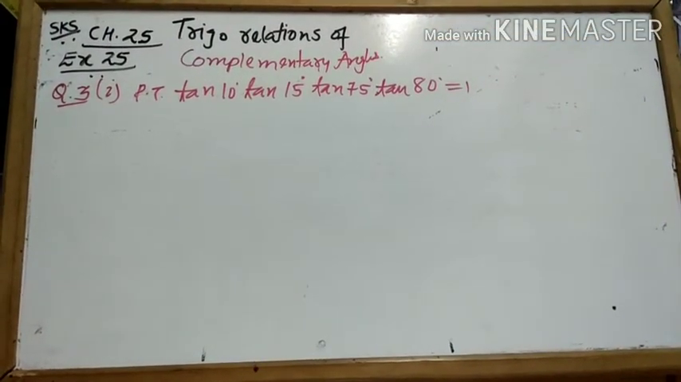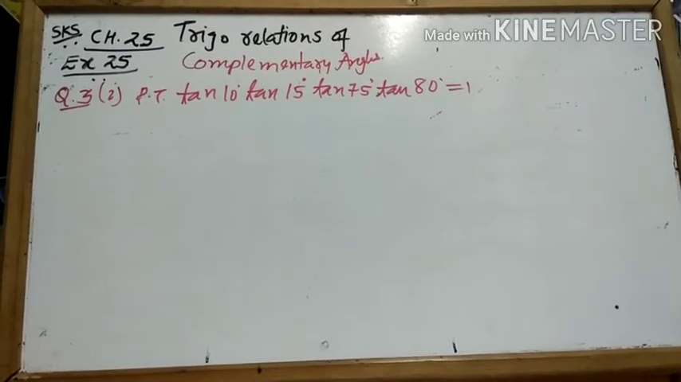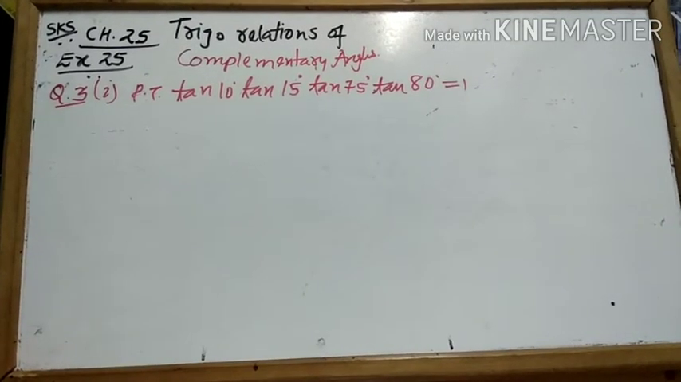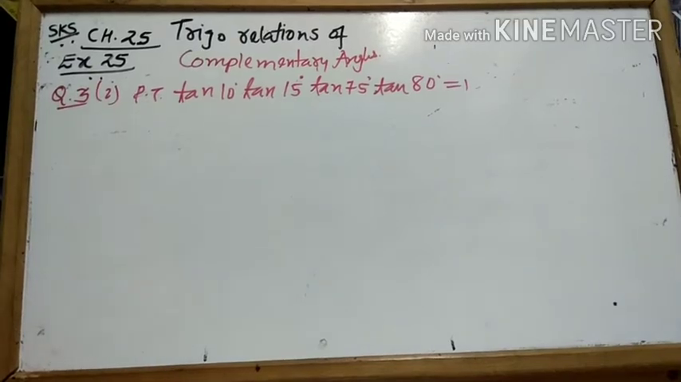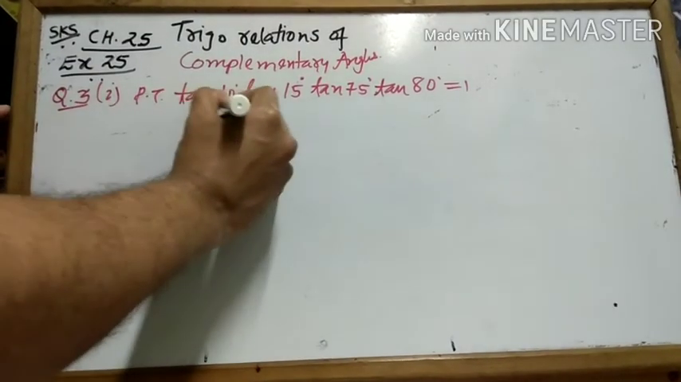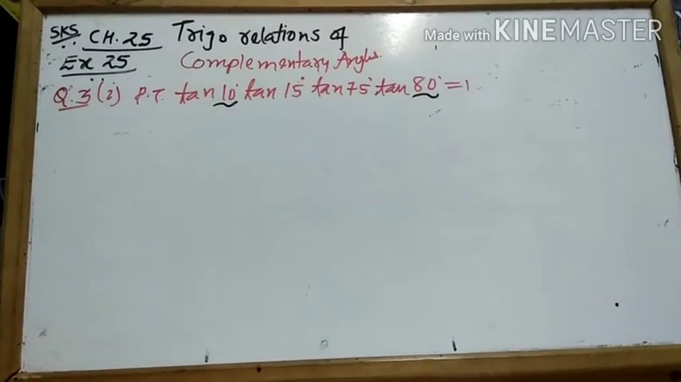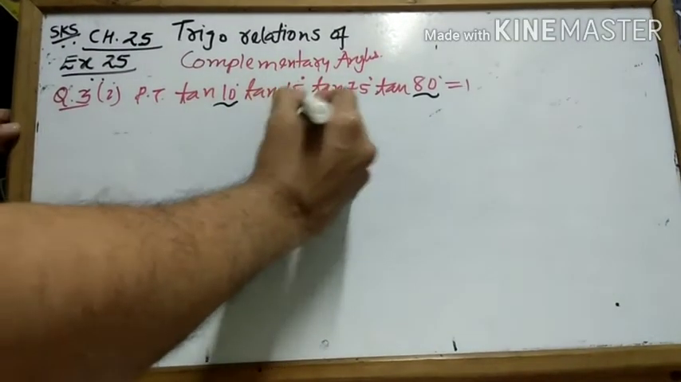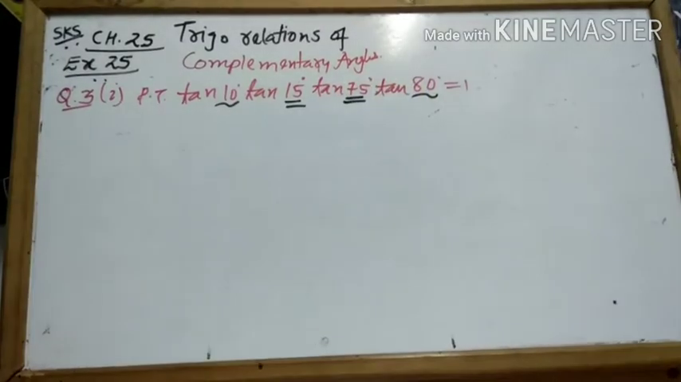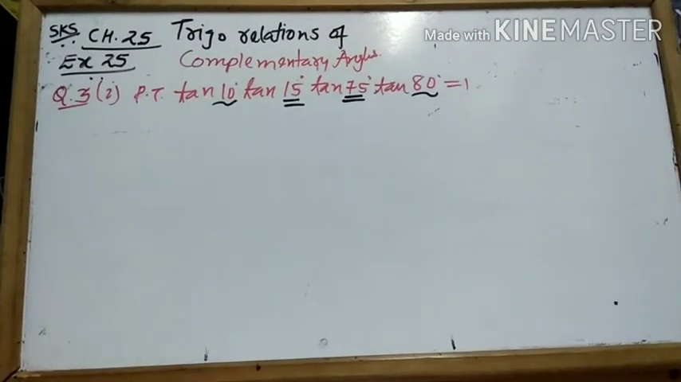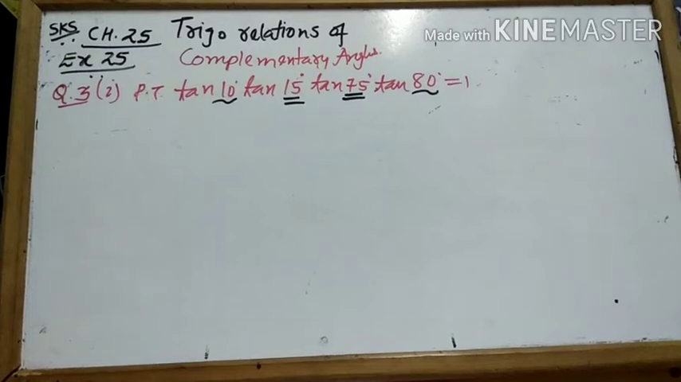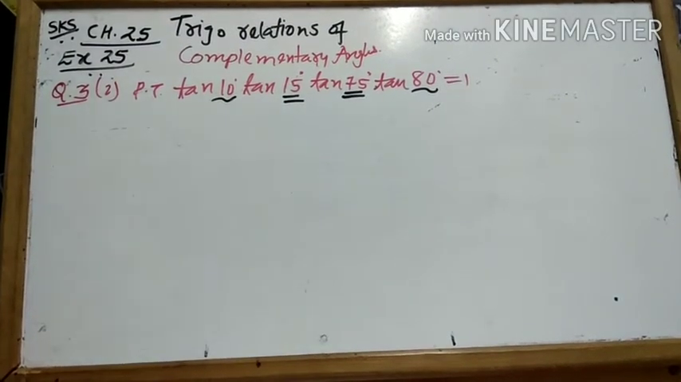It states: prove that tan of 10 degree into tan of 15 degree into tan of 75 degree into tan of 80 degree equal to 1. Now we can see there are 4 different angles, 10, 15, 75, 80. If you are smart enough, you will observe 10 and 80 will make a pair of complementary angles, as well as 15 and 75 will make one more pair of complementary angles. So in this case there are 2 pairs of complementary angles.